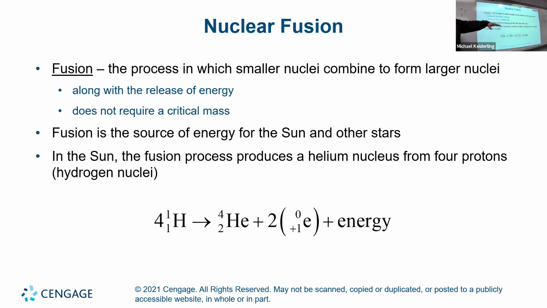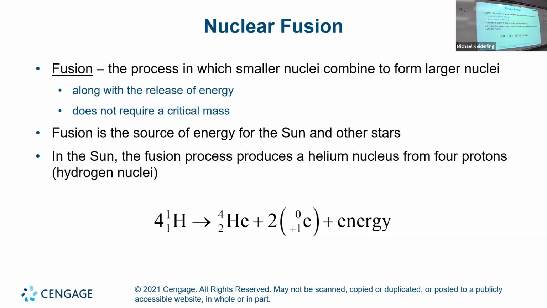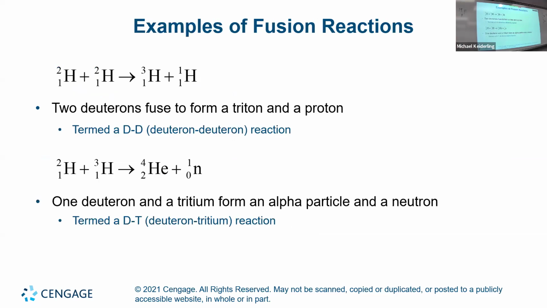And this is actually a multi-step process. You first get hydrogen fusing into deuterium, then deuterium turning into helium-3, and then helium-3 fusing into helium. It's like a 3-step process. For this process, the first step is 2 hydrogen nuclei forming deuterium. Then 2 deuterons form a tritium and a proton.